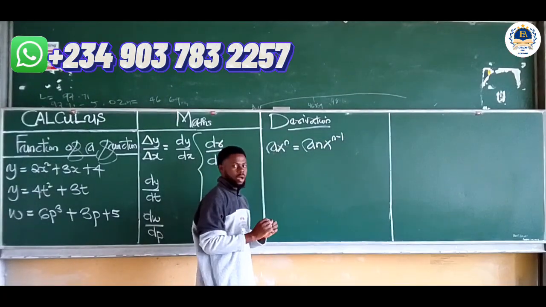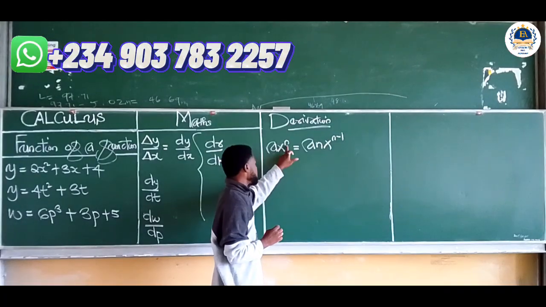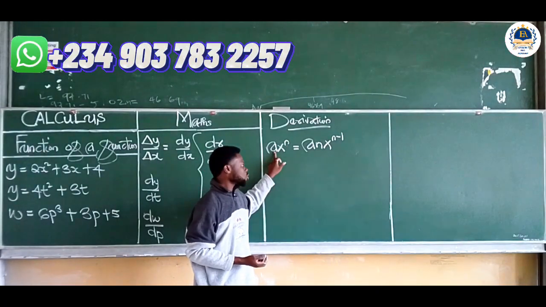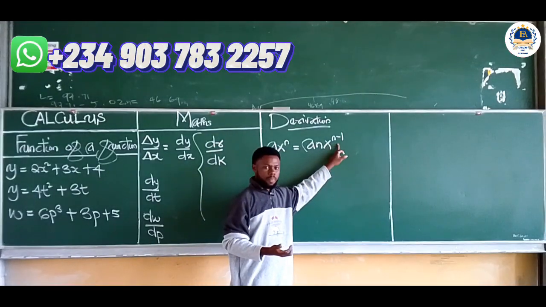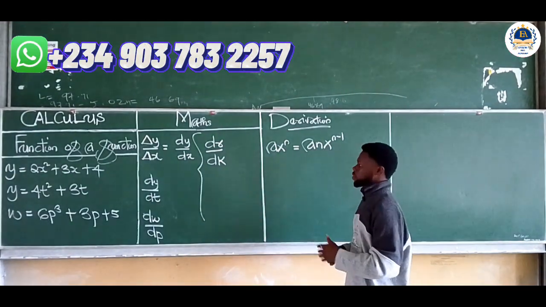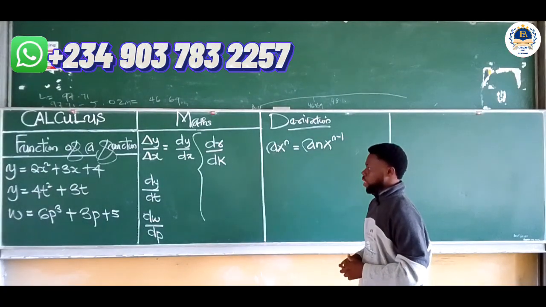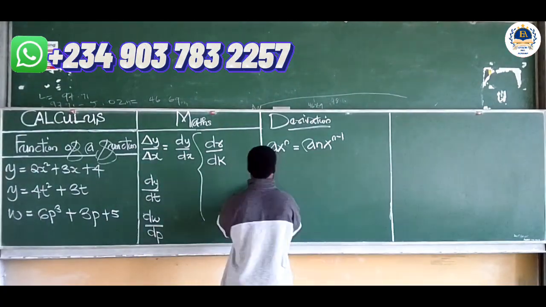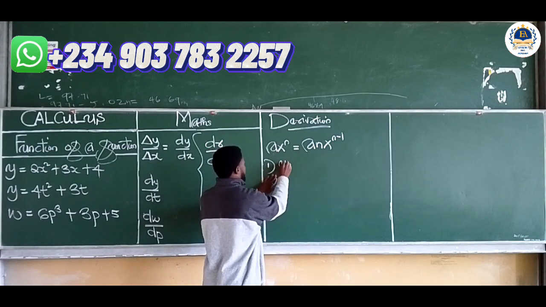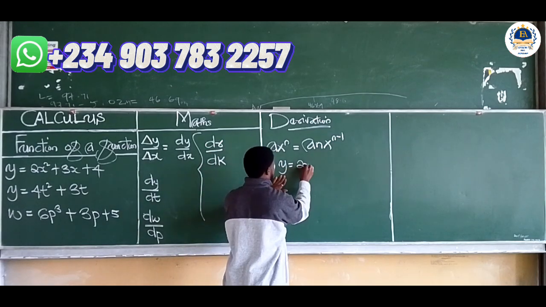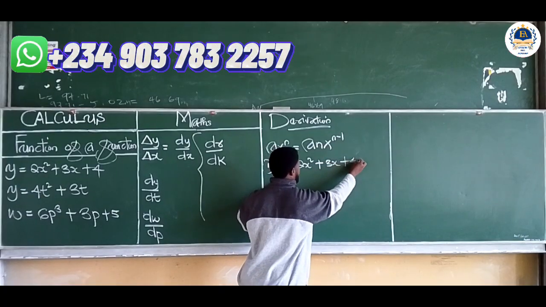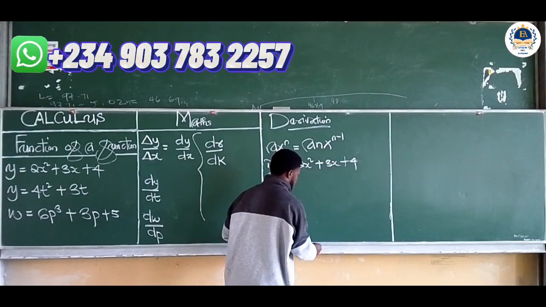In this case, we are only required to use the power to multiply with the coefficient of the variable, then subtract 1 from the power. Example, let us solve the first function on the board. Y is equal to 2x squared plus 3x plus 4.